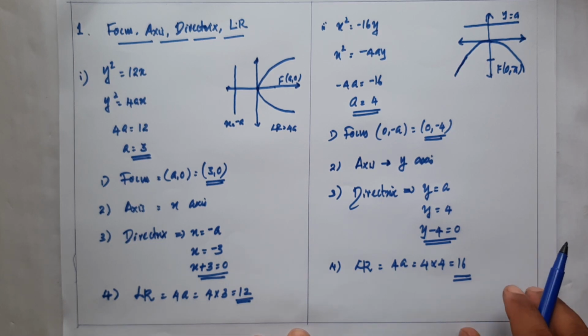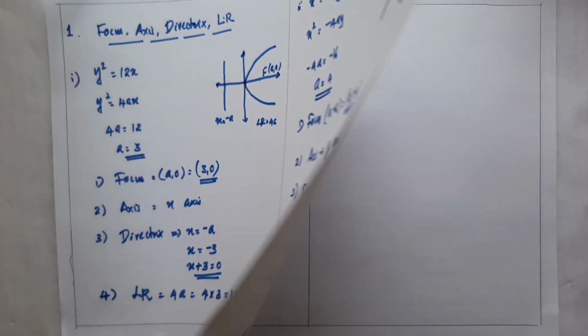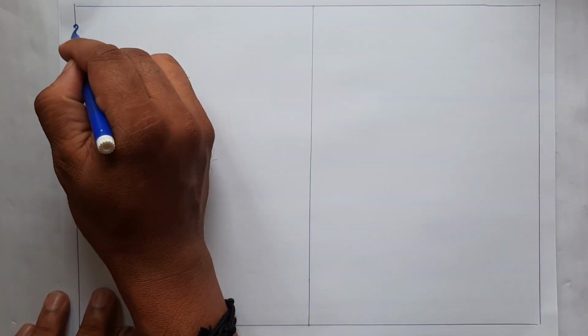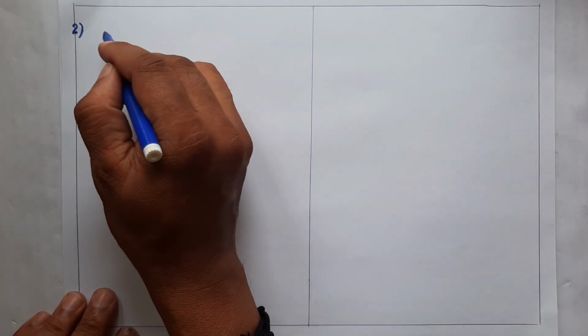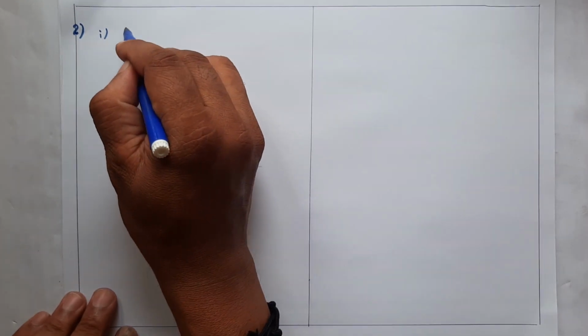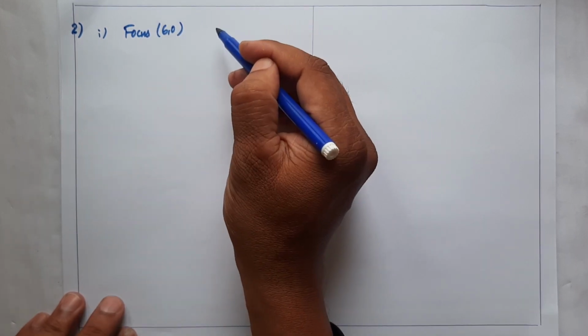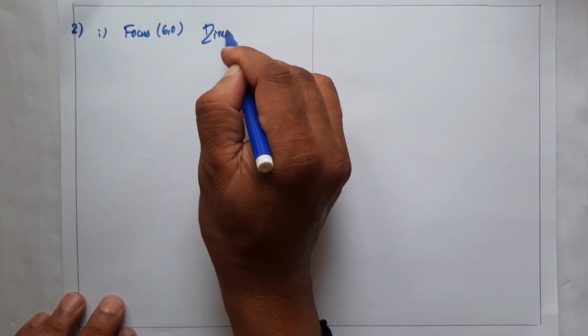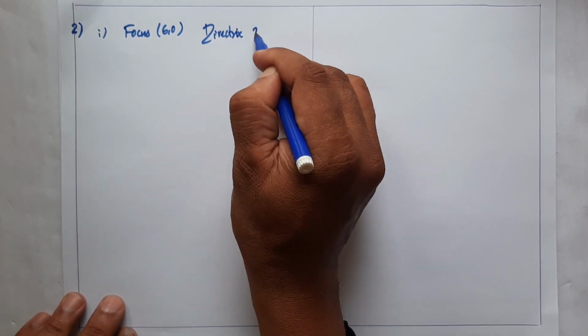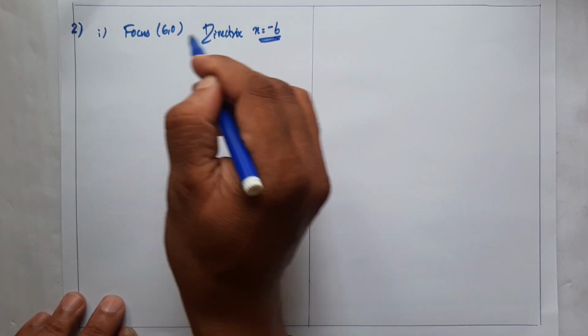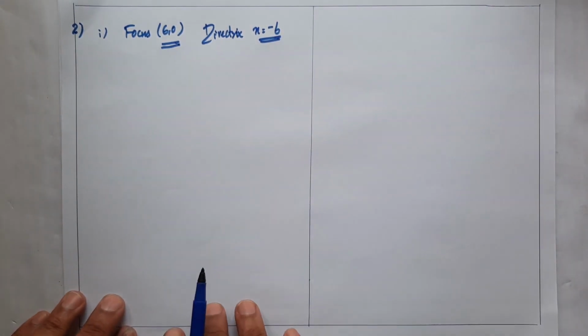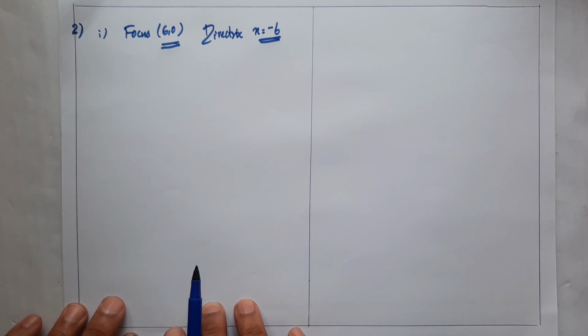Okay. Now, we'll discuss one more question. Find the equation of the parabola. Our second question is, find the equation of the parabola that satisfies the given condition. Our first question is, focus (6, 0) and directrix x equals minus 6.